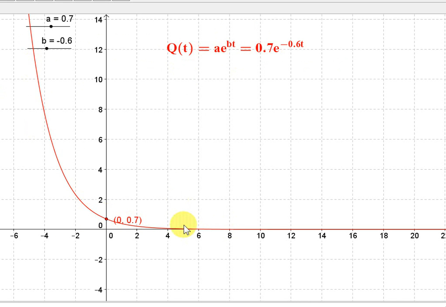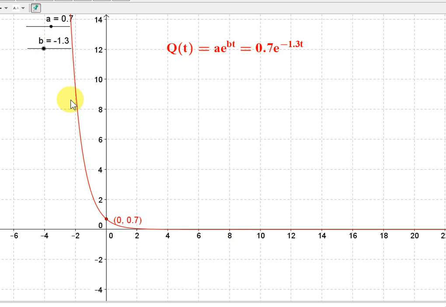So I explained the shape of this graph in a previous video. As t increases, Q will decrease. It will decrease exponentially towards zero. So this is an example of exponential decay. Now we also explained that this number here in front of e is the y-intercept of the curve. So the y value of this point is little a.